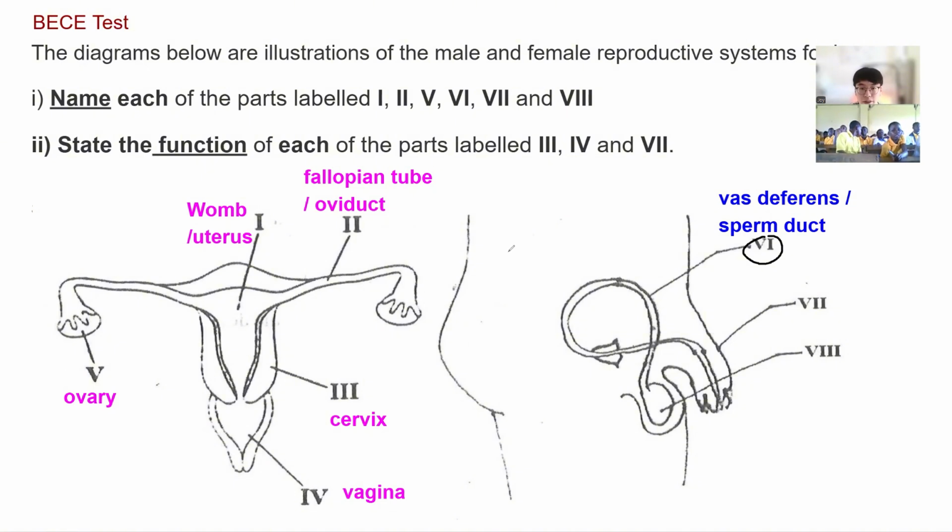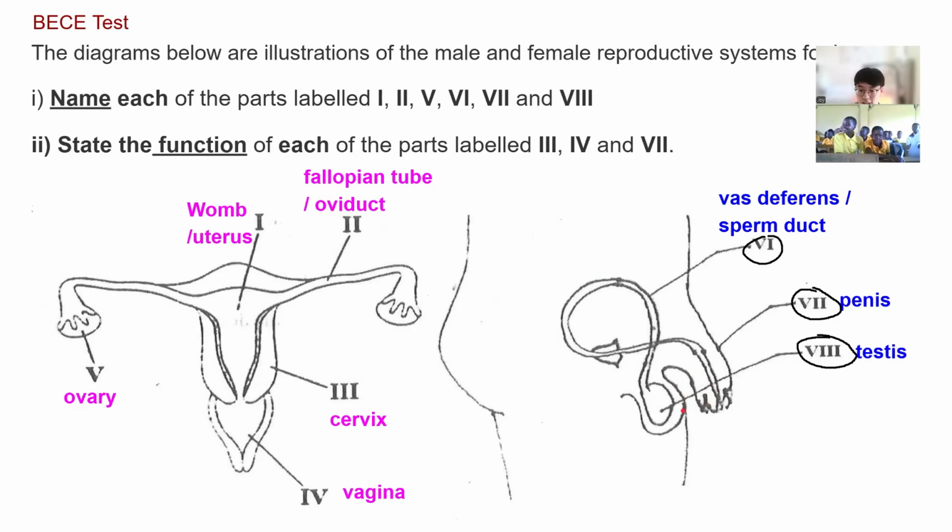Now let's look at 7. What is this structure called? Tennis. Yeah, good job. It's the penis. It's the external structure. Finally, let's look at 8. This one. Oh, yes. Yeah, that's the testicles.